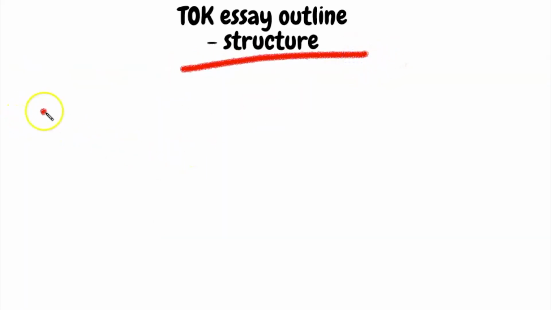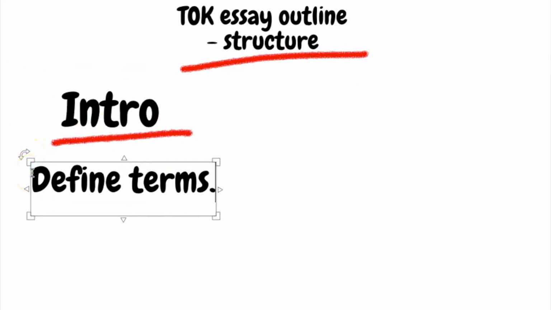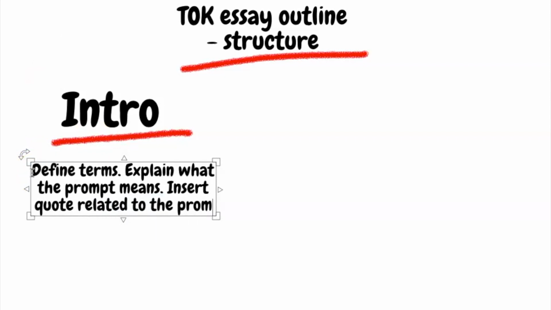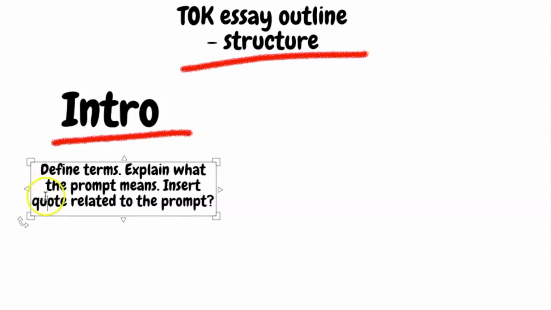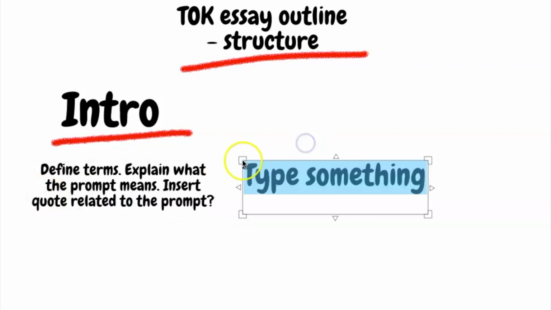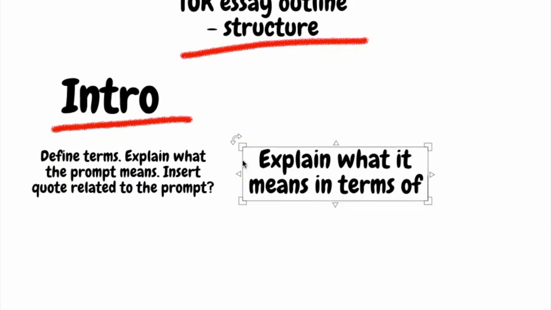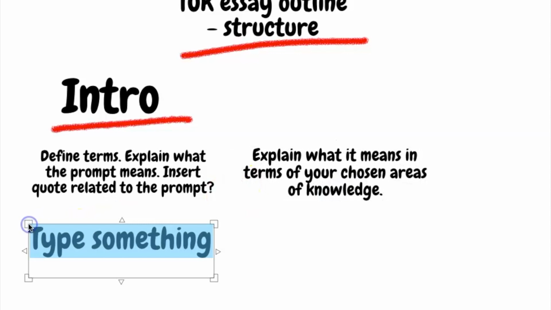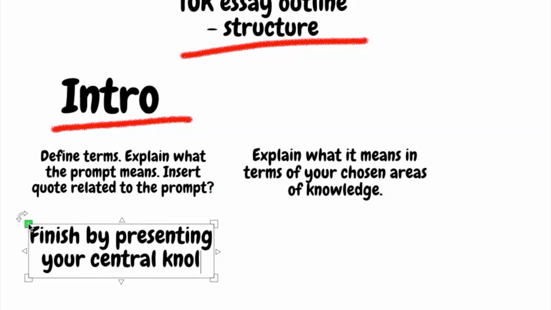The TOK essay structure is always the same. You start with an introduction where you explain what the terms mean. So we've already gone through this. You explain what the prompt means to you, and you might insert a quote. So you might start your essay with a hook, a quote from an important thinker related to this idea of truth and faith. Then you want to relate it to your chosen areas of knowledge. So if I'm talking about mathematics and human sciences, I might say, for instance, in the field of psychology, it's important to have faith in the patients that they're being honest with you.